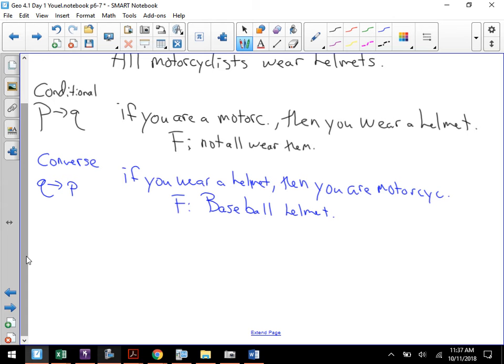Conditional, if then. Converse, flip it. Inverse, what did we have to put in there? Not. Good. If you're not a motorcyclist, then you're not wearing a helmet. False. Exactly.